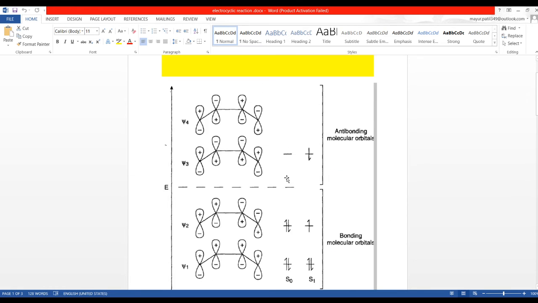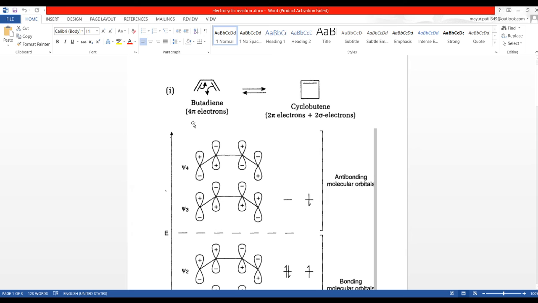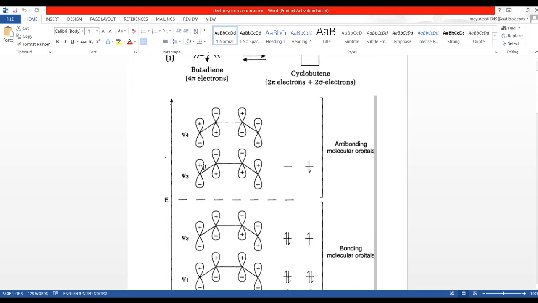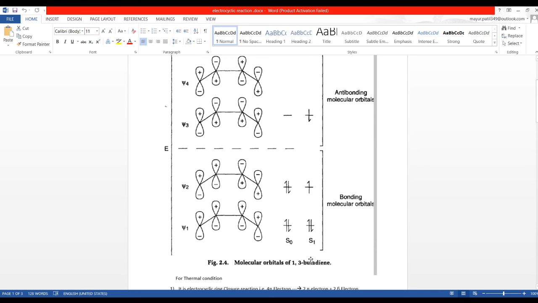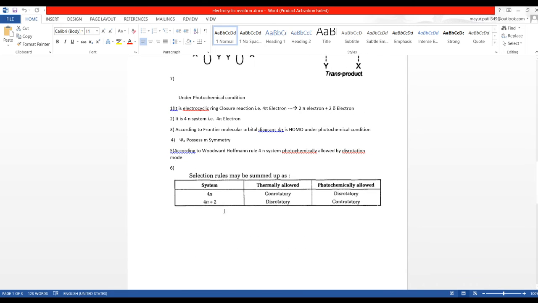If this problem is under the photochemical condition, then what should change? The type remains the same, the system remains the same, only in the FMO diagram electronic excitation takes place from psi2 to psi3, therefore psi3 becomes the HOMO. Then psi3 possesses mirror symmetry, and mirror symmetry undergoes the disrotation mode. Similarly, it is a kind of electrocyclic ring closing under the photochemical condition.